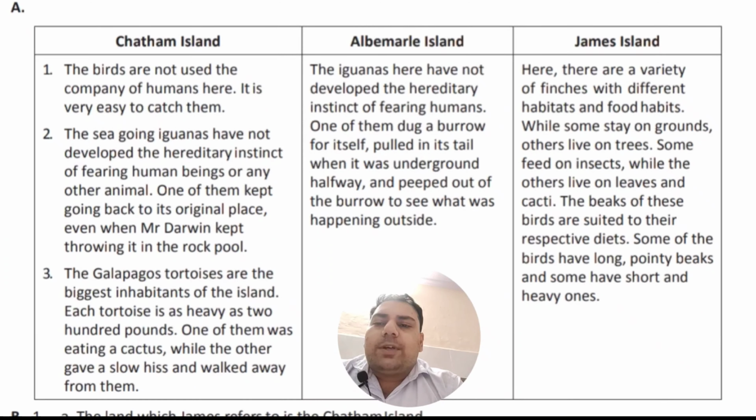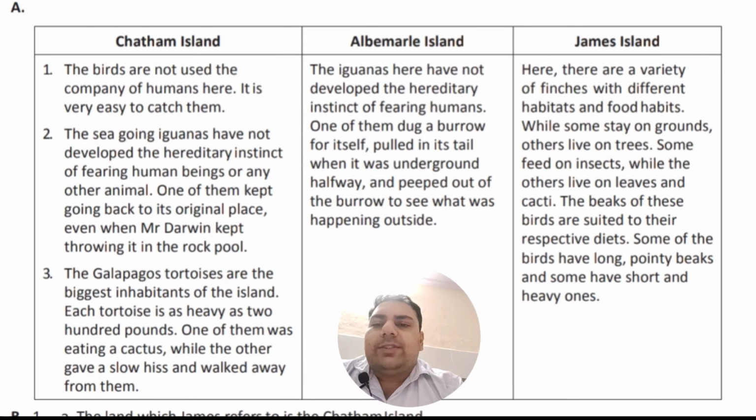And the third Chatham Island distinction is that the Galapagos tortoises are the biggest inhabitants of the island. Each tortoise is as heavy as 200 pounds, and one of them was eating a cactus, while the other gave a slow hiss and walked away.